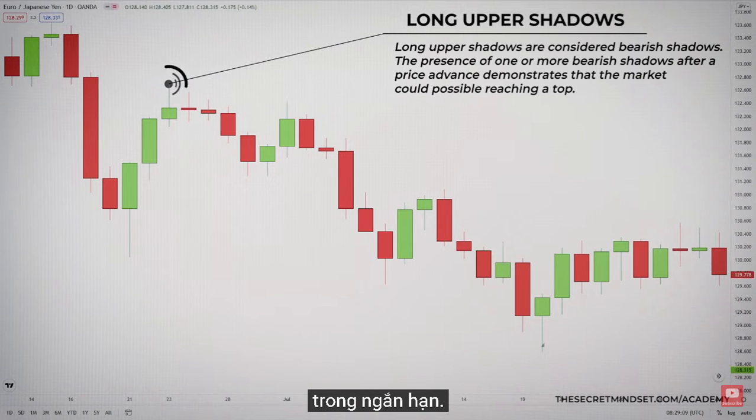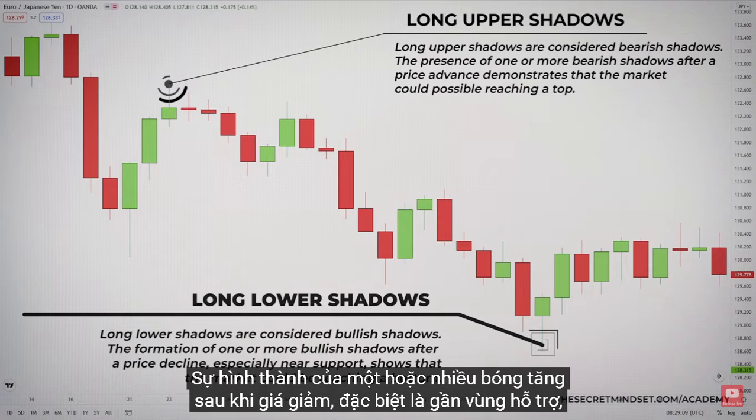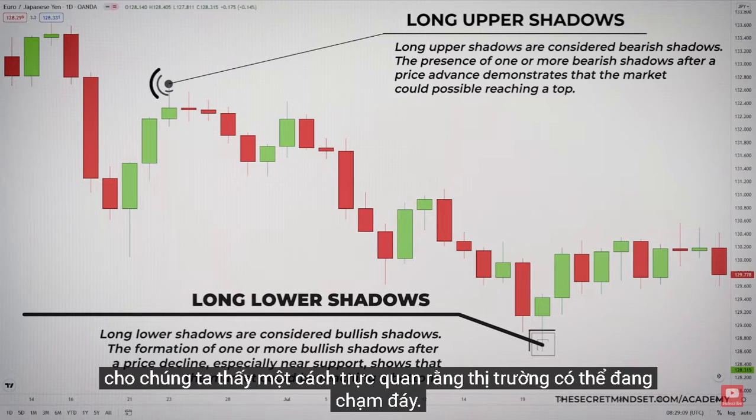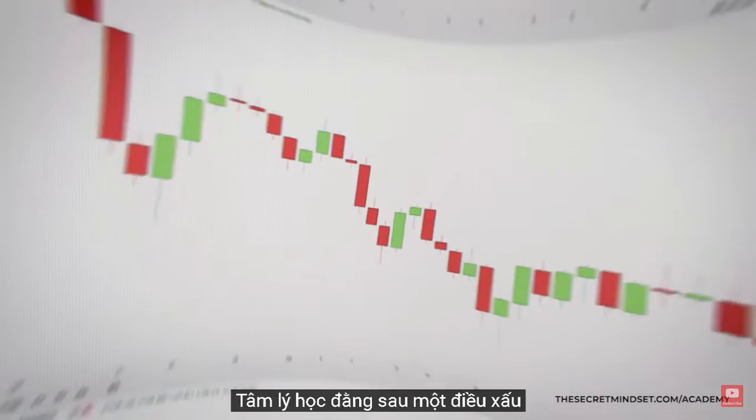Long lower shadows are considered bullish shadows. The formation of one or more bullish shadows after a price decline, especially near support, shows us visually that the market could be reaching a bottom. In this case, the wick indicates that lower prices are being rejected.